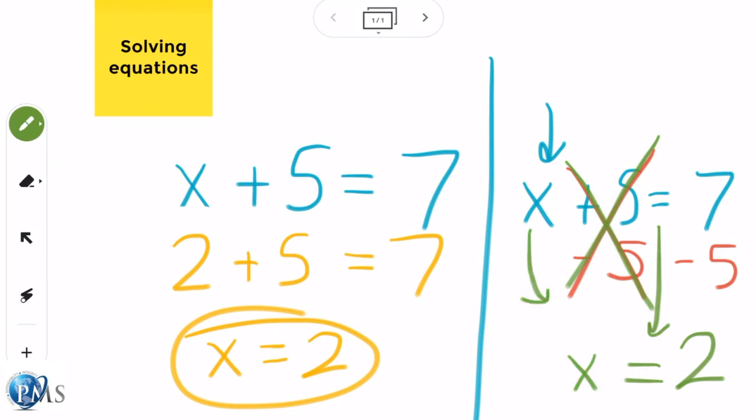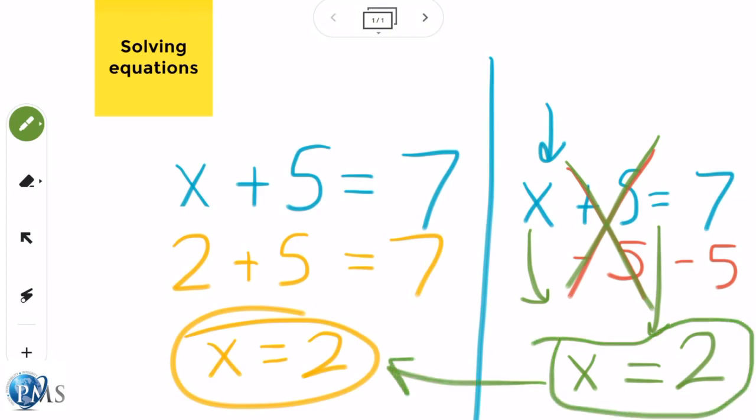And look at that. X is equal to 2, which is exactly what we got with the other method that we did earlier. So you could choose either way. X is equal to 2, and we're all done.